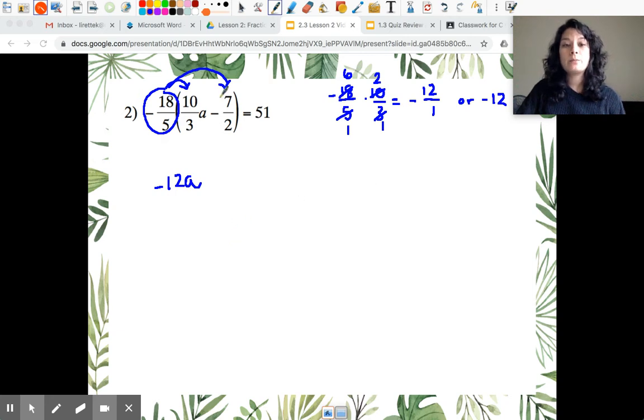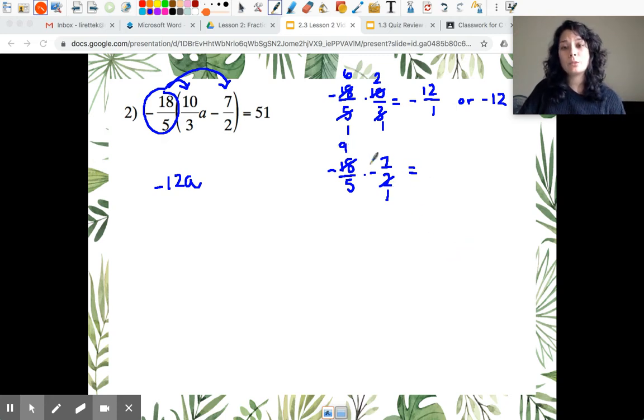I'm going to do the same thing if I multiply negative 18 fifths with the negative 7 halves. Careful, this minus sign does actually count as a negative in front of that fraction. And I've got a few things I can cross reduce here as well. 5 and 7 won't reduce, but I can reduce 2 and 18. They're both even numbers, so I can divide them both by 2, giving me 1 and 9.